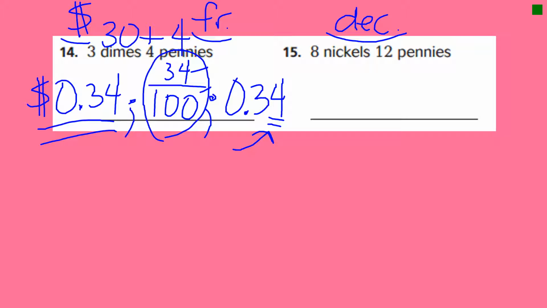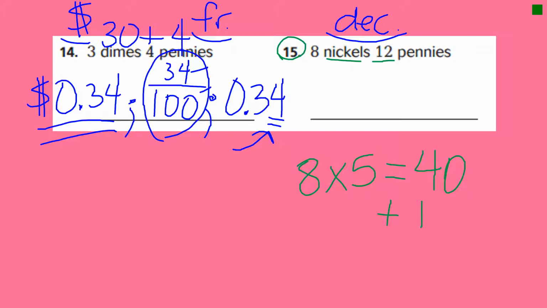Well, let's look at this one now. 15, 8 nickels, and 12 pennies. So we have 8 nickels. What's a nickel worth? 5, right? A nickel is worth 5 cents. So basically we have 8 sets of 5 cents. Okay, so what's 8 times 5? 5 times 40. Beautiful. That was me counting by fives, by the way. And 12 pennies. Okay, so the 8 nickels gave us 40 cents, and now we have 12 pennies.